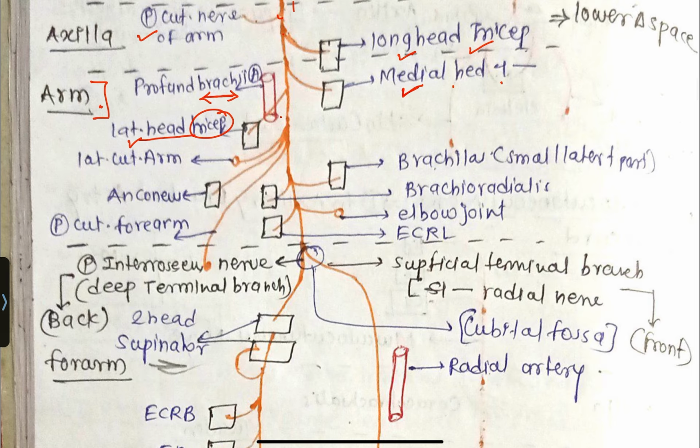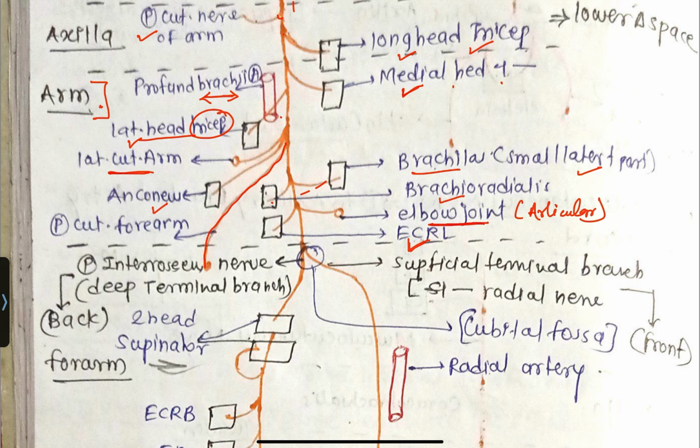Then again it continues in the arm and will become the lateral cutaneous nerve of the arm. It will supply the anconeus muscle, then it will give one branch to the brachialis muscle, which is the small part on the lateral side. Another branch is to the brachioradialis muscle. Another branch is to the extensor carpi radialis longus, and another articular branch is to the elbow joint. Okay, so the elbow joint, this is the articular branch. These other ones are all muscular branches. Okay, then again it continues.